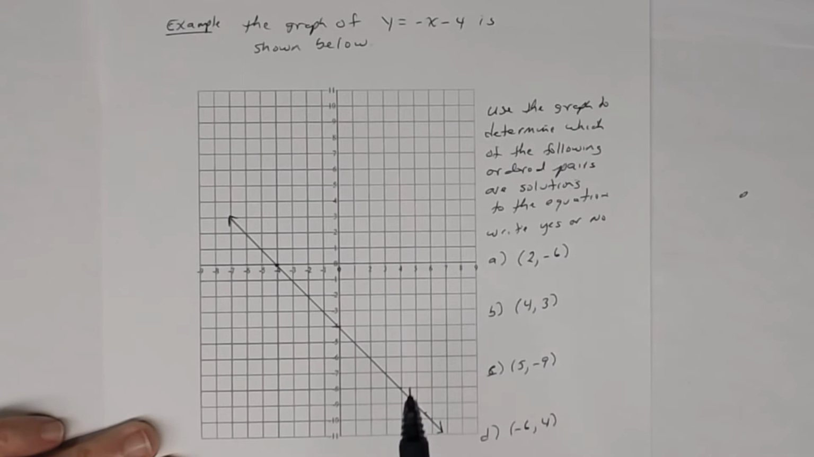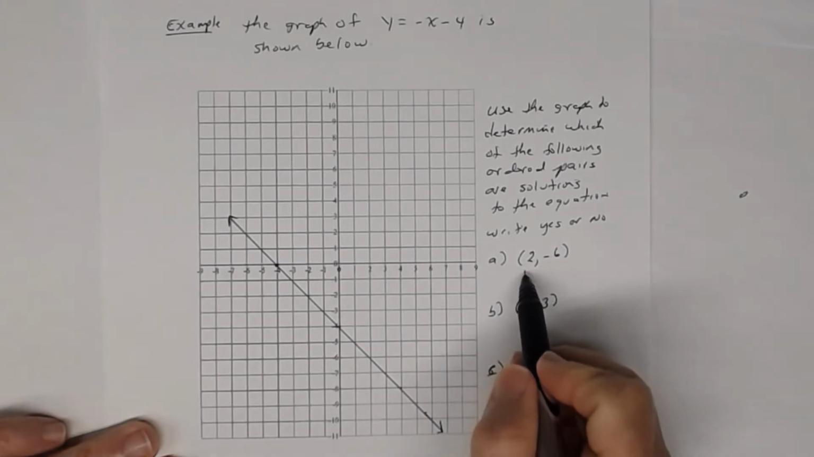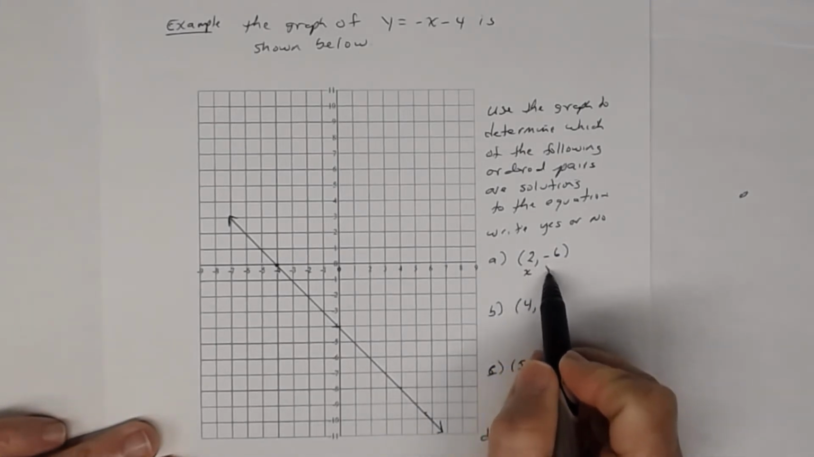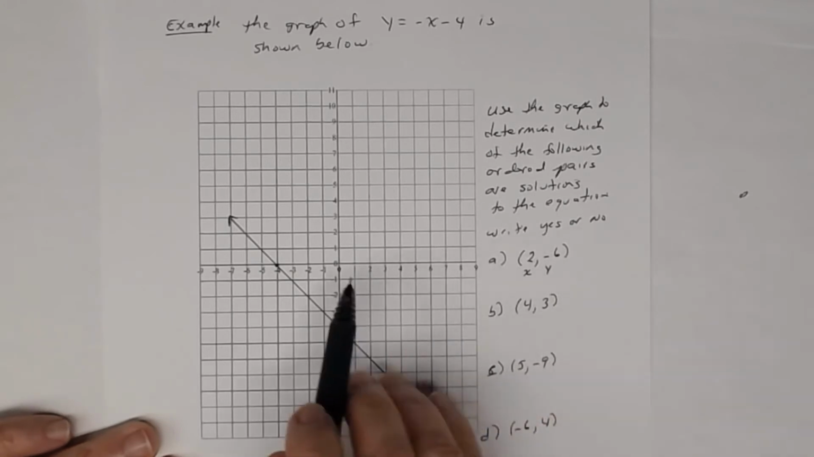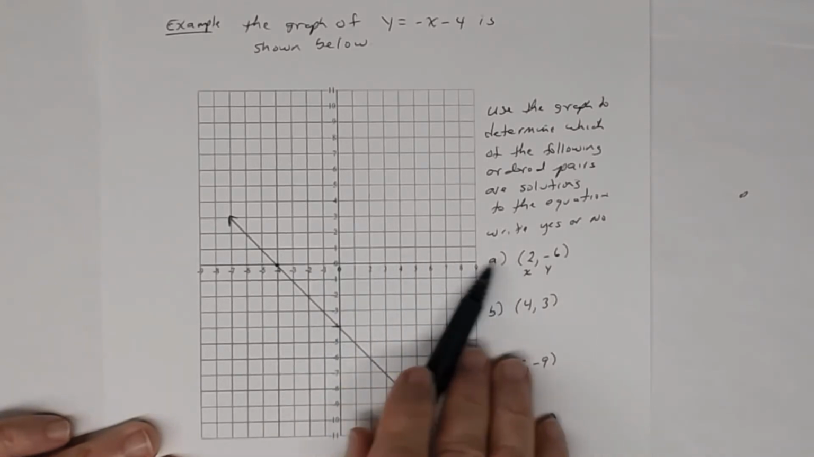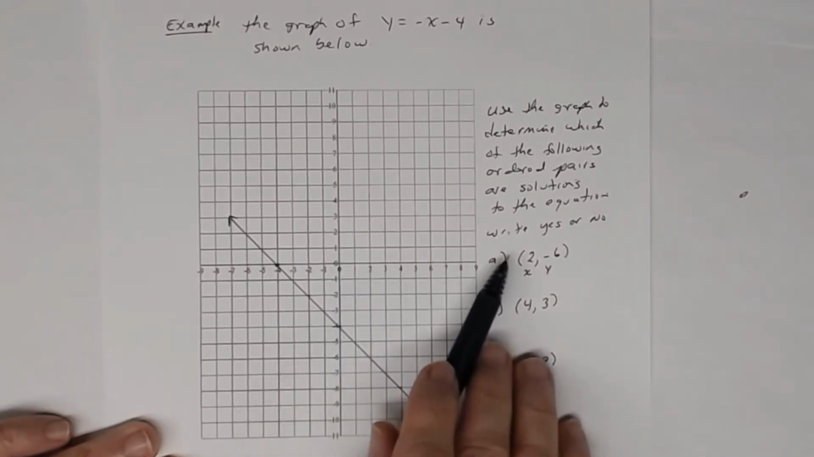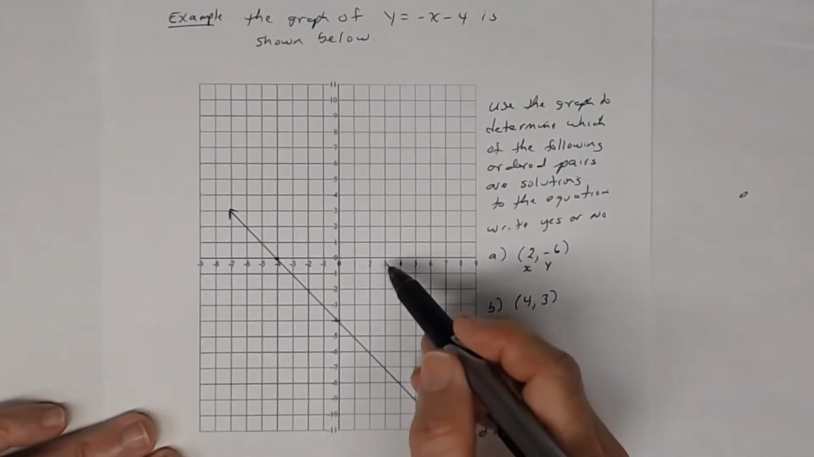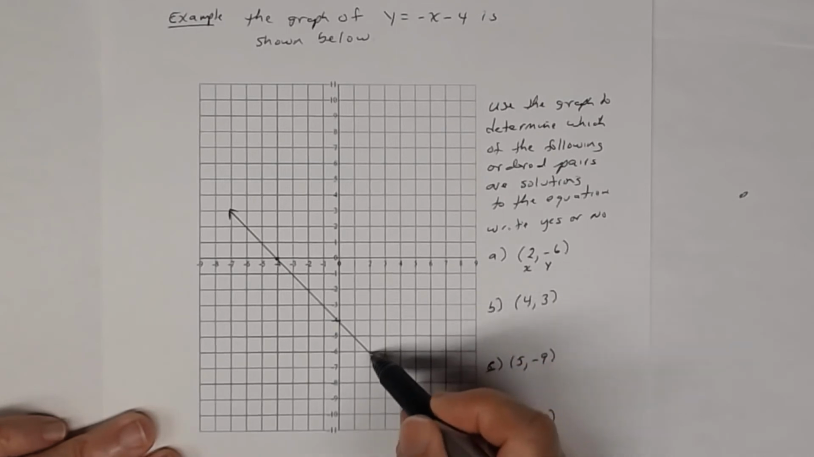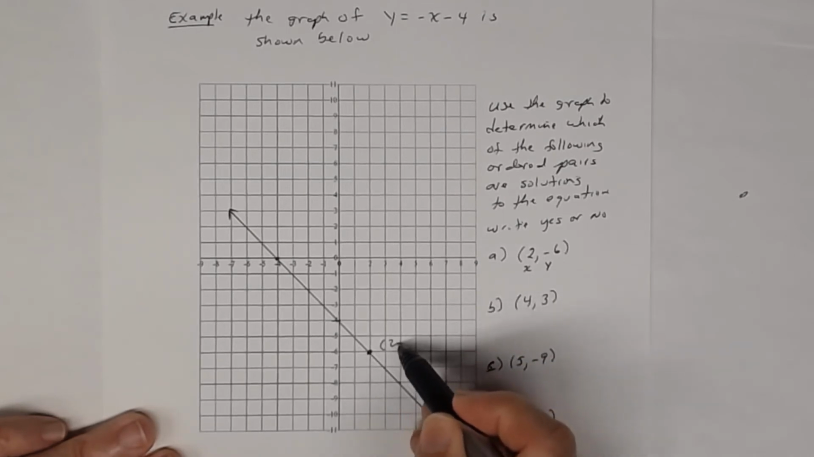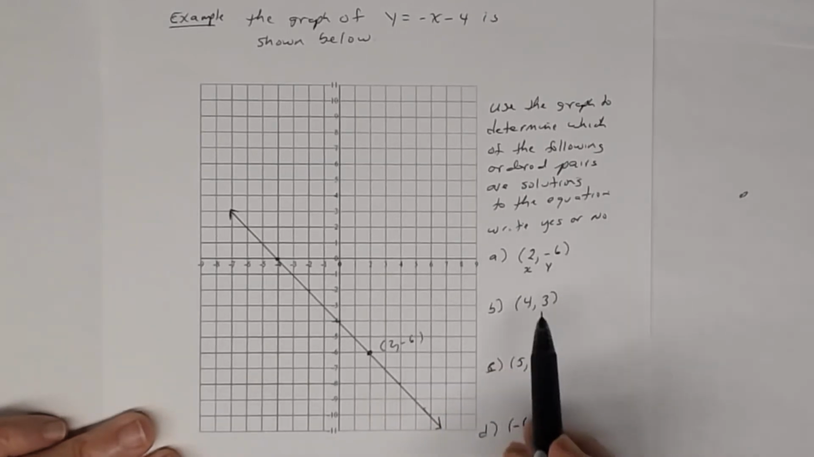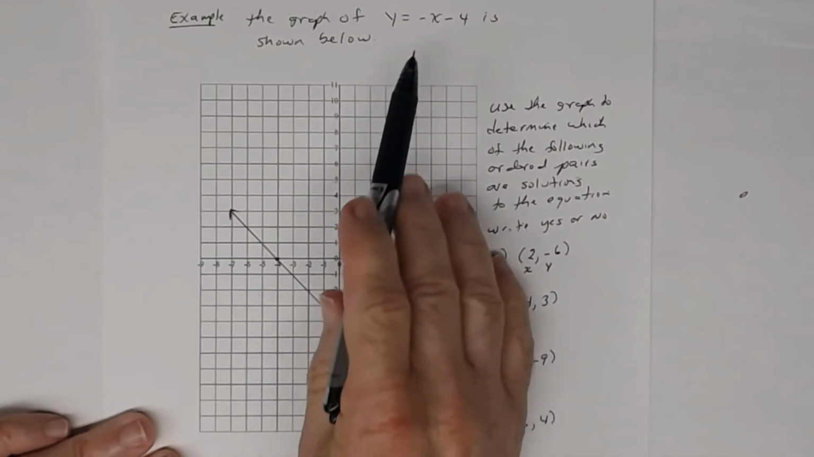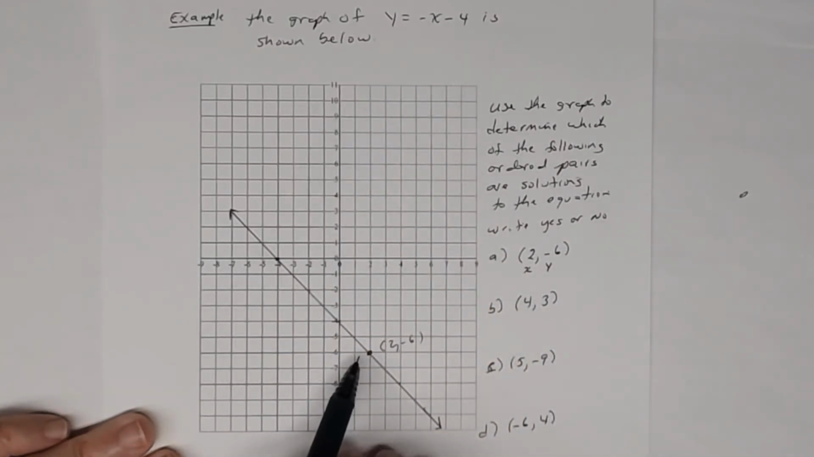So let's plot 2, negative 6. 2 is the x value, negative 6 is the y value. You start at the origin. Since 2 is positive, you go to the right 2. Since 6 is negative, you go down 6. So right 2, down 6, and 2, negative 6 is right here. So is 2, negative 6 a solution to this equation? The answer is yes, because it lies on its graph.